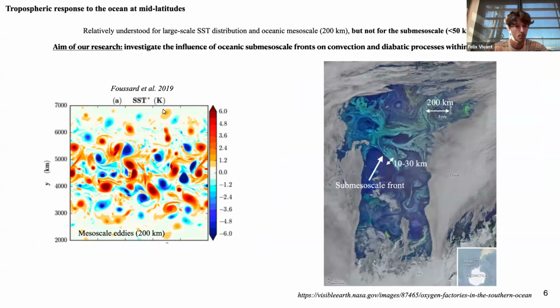so large-scale SST distribution and oceanic mesoscale, as I presented with this study of Foussard et al. However, it is not for submesoscale fronts, mainly due to the lack of high-resolution coupled models that resolve at the same time fine scales in the ocean and fine scales in the atmosphere. And so the aim of our research is to investigate that.